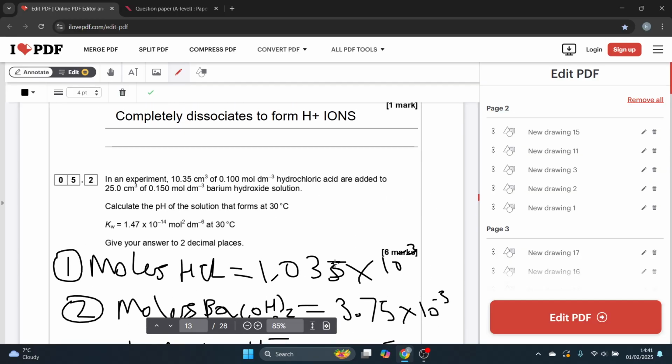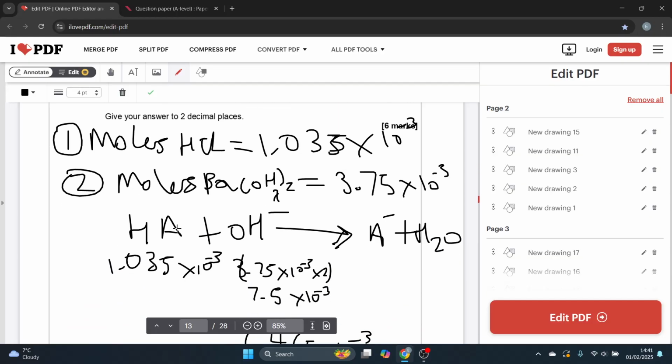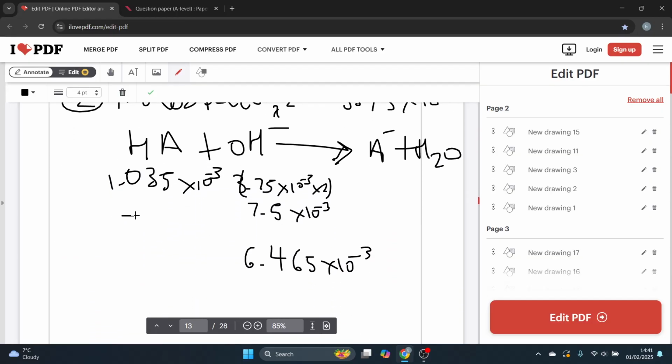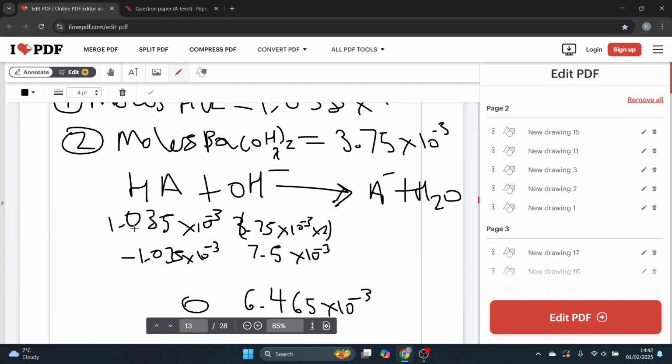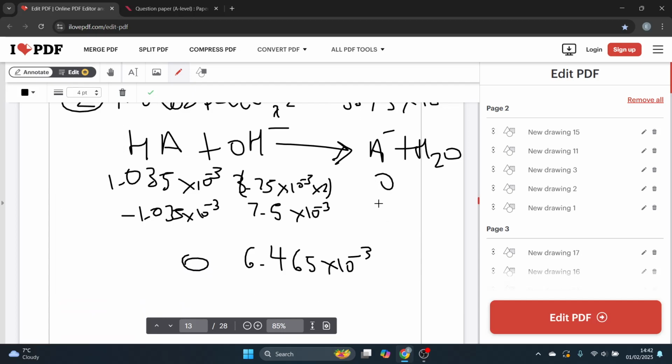Let me just double check one thing. Yeah, these are the moles. Now see if I minus 1.035 times 10 to the power minus 3 from here, I get 0. I'm going to find a pH solution that forms at 30 degrees Celsius. Technically, I should add 1.035 times 10 to the power minus 3. I get 1.035 times 10 to the power minus 3.